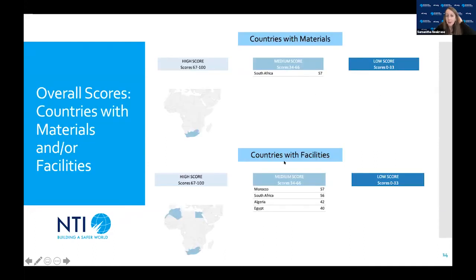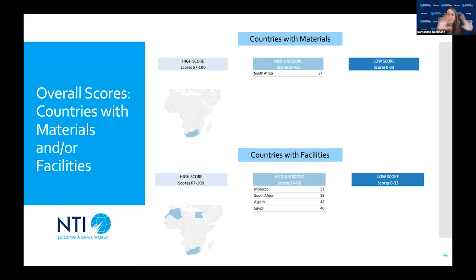Some of these charts are going to be a little bit small, but all of this is available on the website and in the report. But I wanted to use some visuals to show where countries are. On this chart at the top, this is only African countries. So at the top, in the countries with materials, only South Africa is in that ranking of 22 countries, and they get a medium score.